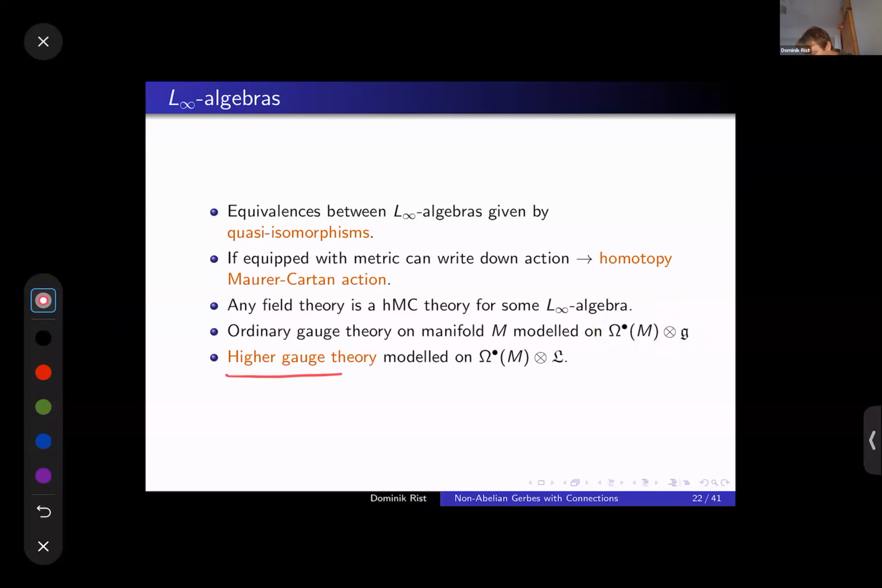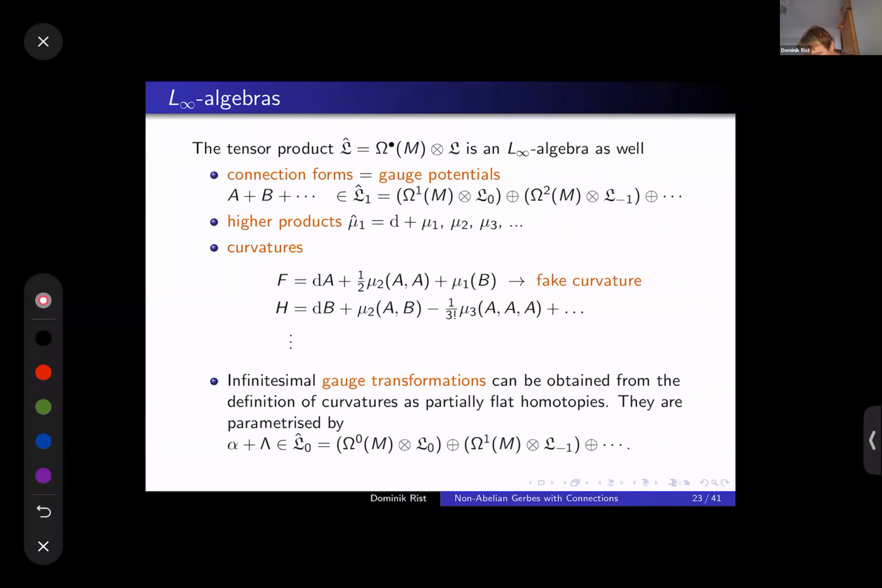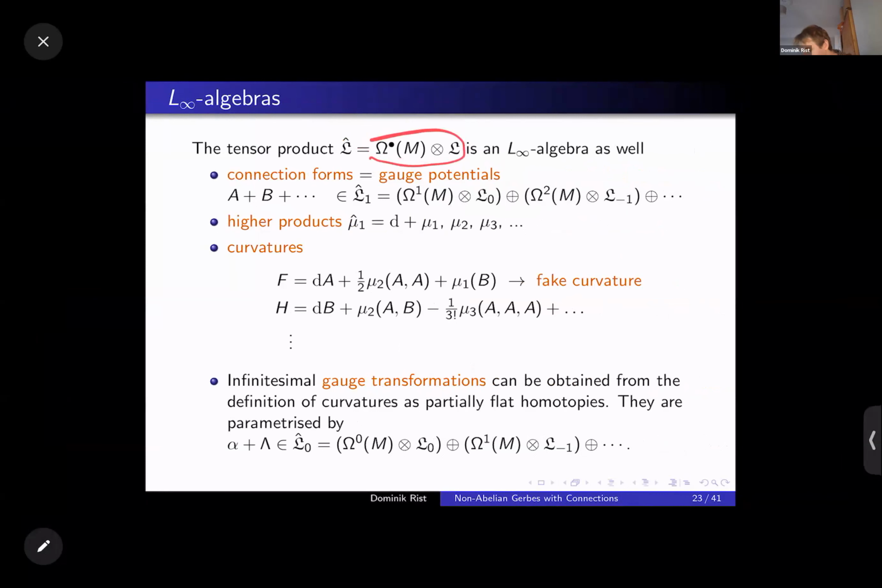If I want to do the same thing for higher gauge theory, I need to be able to construct this tensor product of an L-infinity algebra with the de Rham complex. It turns out that this space is again an L-infinity algebra. Okay, so how do I perform this tensor product? This is, by the way, what will play the role of connection data, at least locally, on a principal 2-bundle.